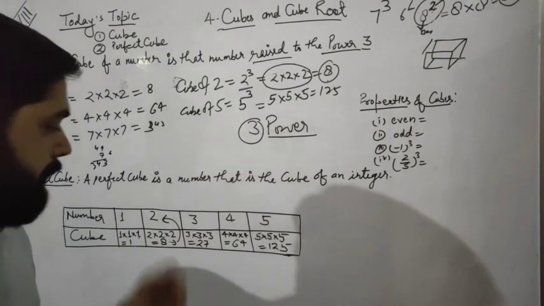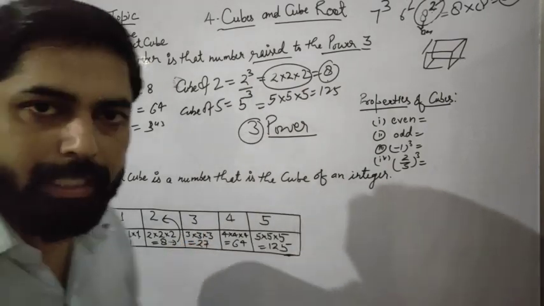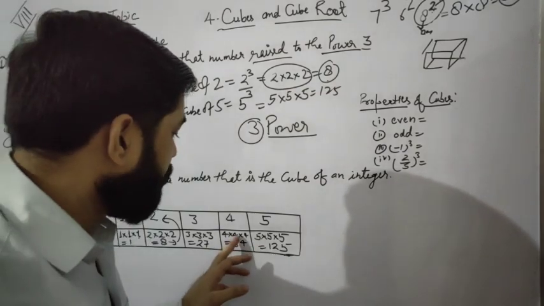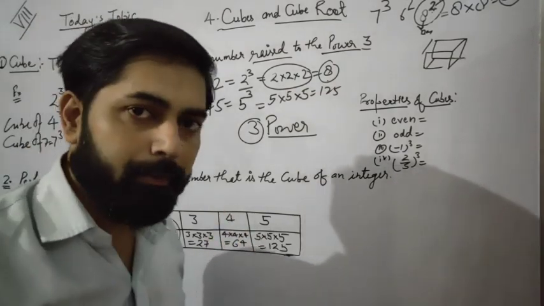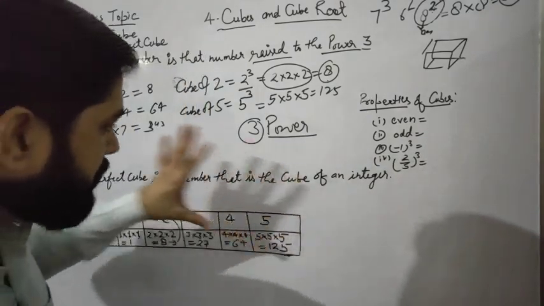Of 2. Then 3, when we multiply by 3 times, then we get 27. 27 is the perfect cube of 3. Then 4, 64 is the perfect cube of 4. Then 5, 125 is the perfect cube of 5. So this is about the perfect cube.